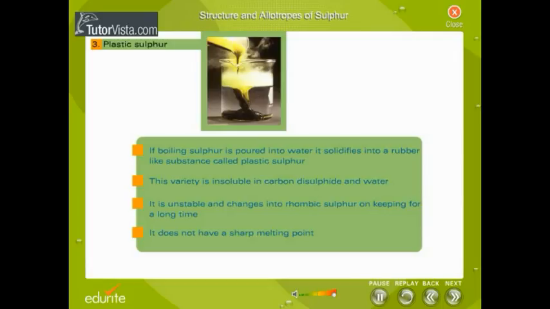Plastic sulfur. If boiling sulfur is poured into water, it solidifies into a rubber-like substance called plastic sulfur. This variety is insoluble in carbon disulfide and water. It is unstable and changes into rhombic sulfur on keeping for long time. It does not have a sharp melting point.